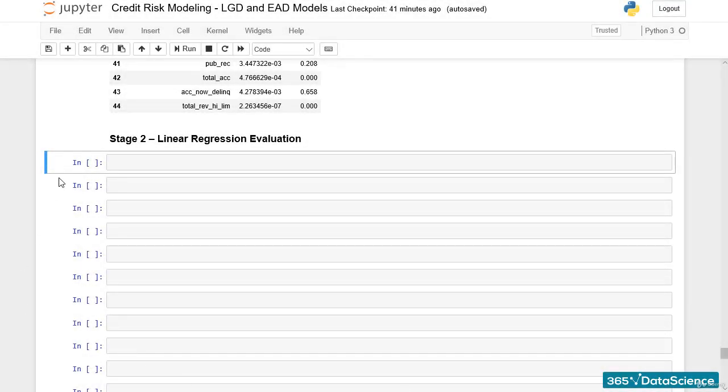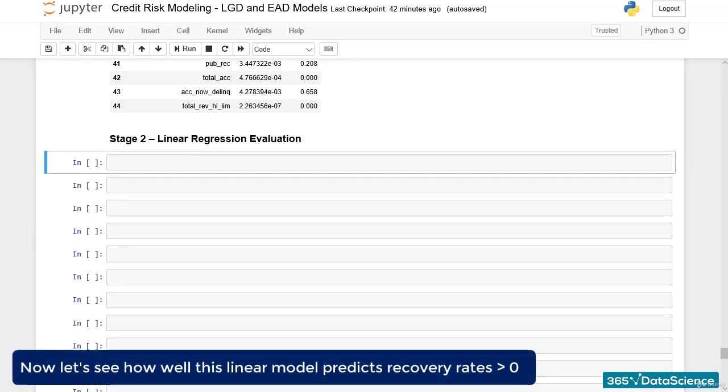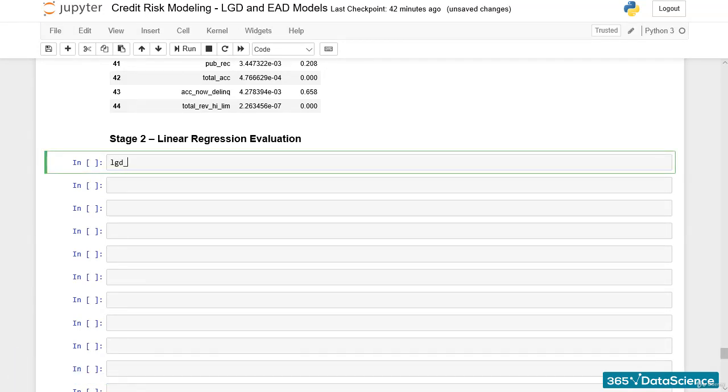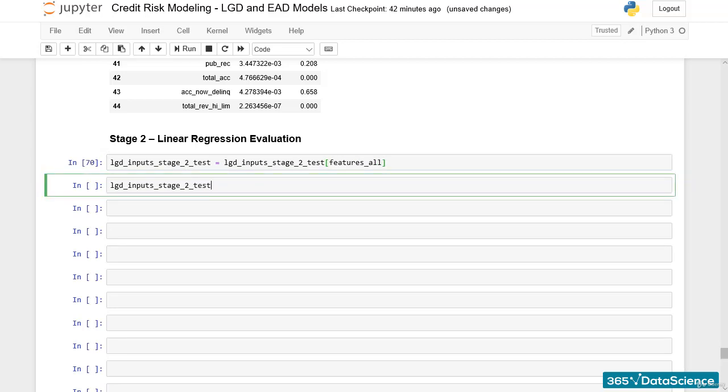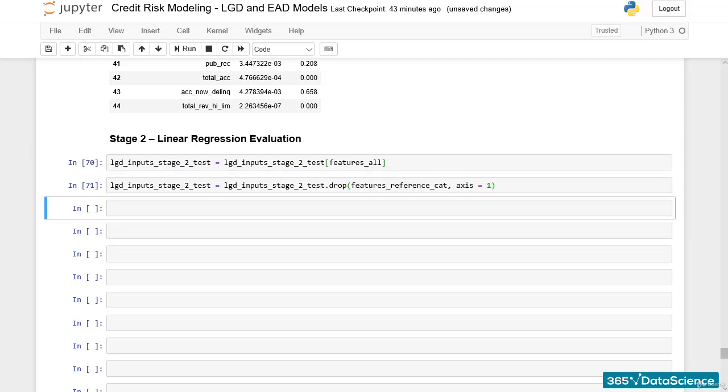We've successfully built the second stage of our model. Now let's see how well this linear model predicts recovery rates that are greater than 0. To test the model, we take the data frame with the test data and keep only the relevant independent variables. Those were determined by the features all list. Okay, then we remove the reference categories by dropping the variables with names contained in the feature reference categories list.